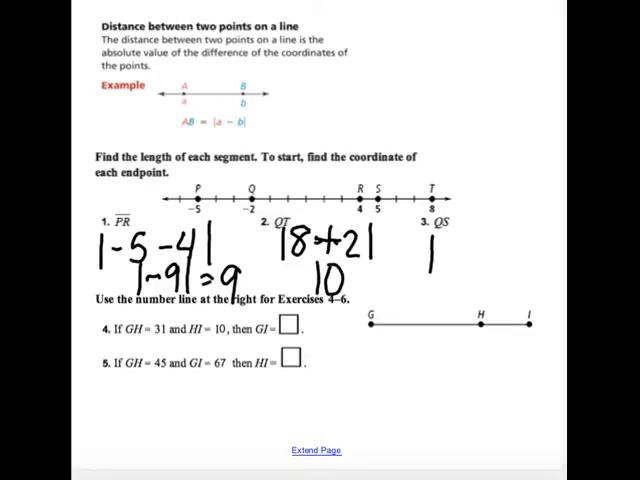And then lastly, QS. Q is at -2, S is at 5. So I'm going to go 5 minus -2. And I know that 5 plus 2 is 7.